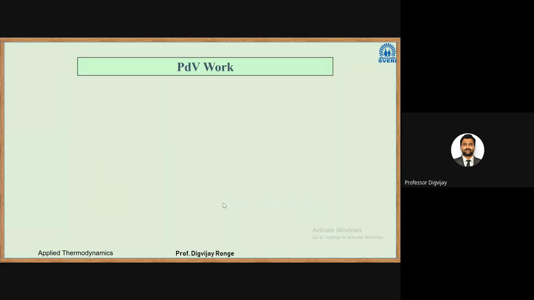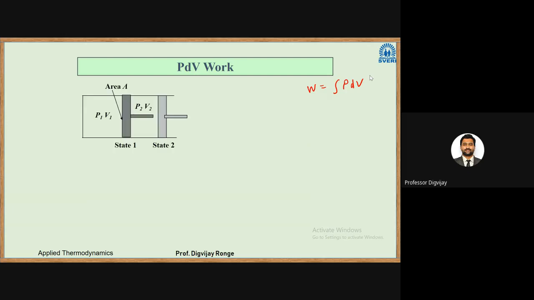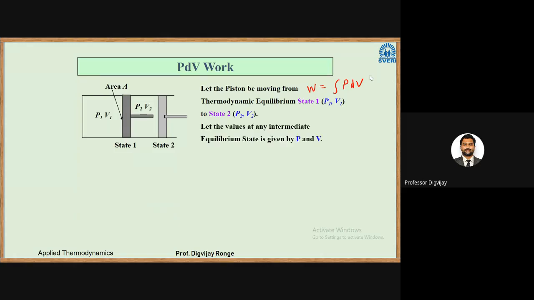So PDV work, okay? Work, as you already know, is defined as the integration of P dV. So from where this equation is derived, that we'll see. There is again a piston cylinder assembly. State 1 is P1 V1, state 2 is P2 V2. Obviously, an expansion is taking place. So let the piston move from thermodynamic equilibrium state 1, that is P1 V1, to equilibrium state 2, P2 V2. Let the values at an intermediate equilibrium state be given by P and V.